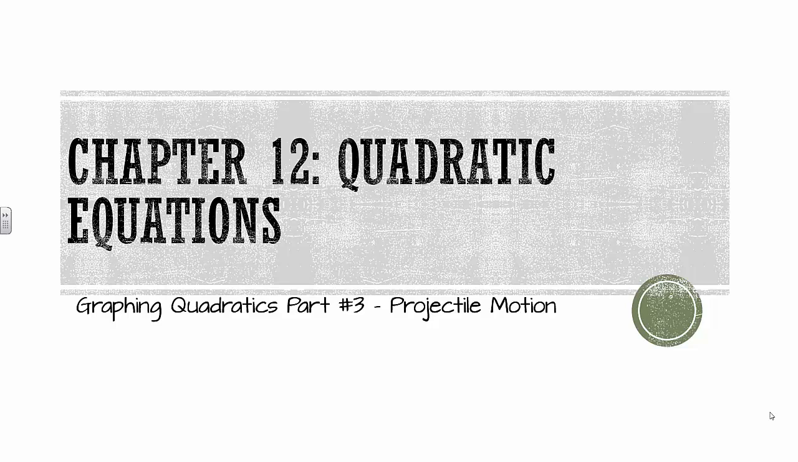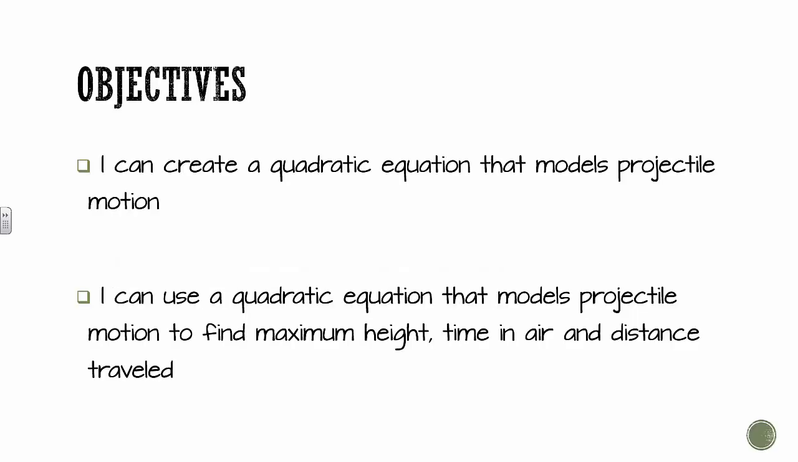The last thing to talk about when we talk about quadratic functions is projectile motion. So by the end of this lesson, you should be able to create a quadratic equation that models projectile motion, and then use that equation to find maximum height, the amount of time something is in the air, and the distance it has traveled.